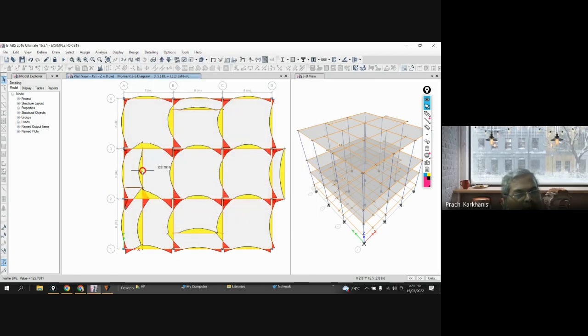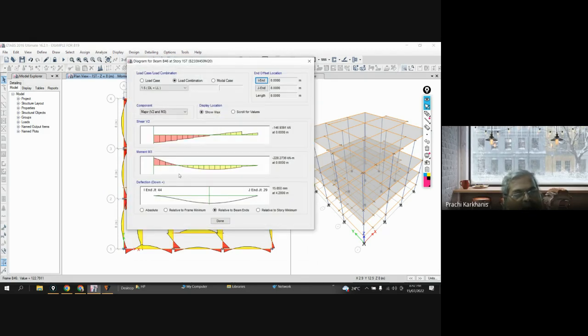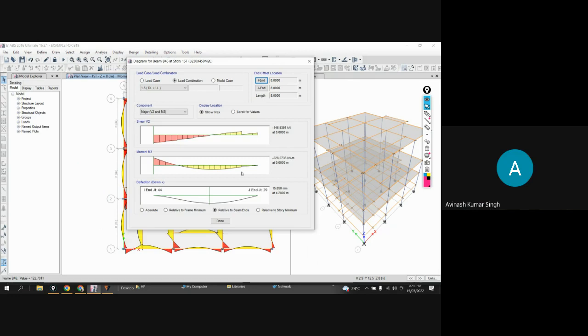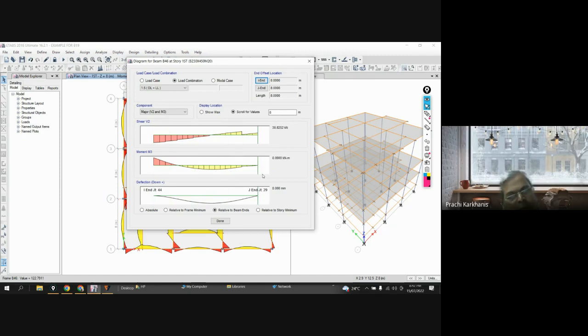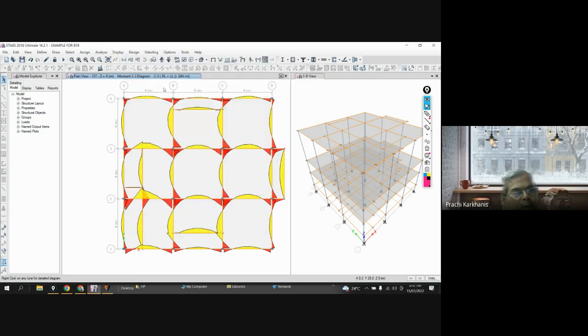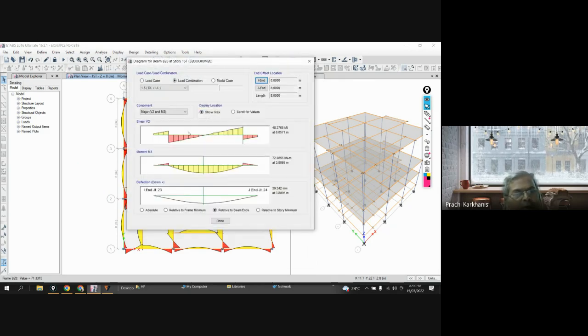Yes, sir. And now in this case, if I go to this, you can see at the I end there is a moment, but at the J end there is 0, no moment. Right? Yes, sir. You can see this. So this is how you can create it. But let me know what is happening over here. Actually we have released the moment, but still it is carrying some moment over here.